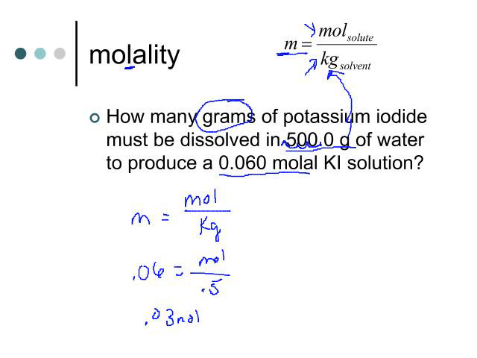That's not what I want to know. I want to know grams, so I have to multiply by the molar mass of potassium iodide, and that molar mass is 166.0023. And when you multiply those together, you get 4.98 grams.